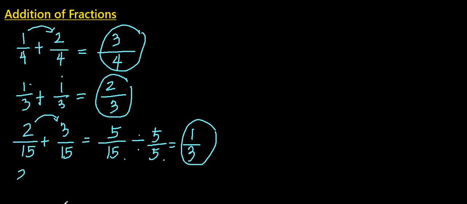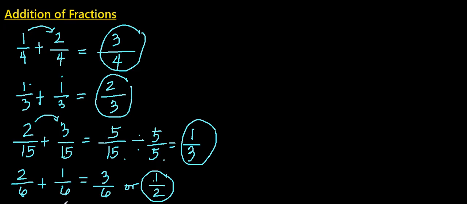Another example, we have 2/6 plus 1/6 equals 3/6, or 1/2. The lowest term for 3/6 is 1/2, because 3 is half of 6. Let's try another example.